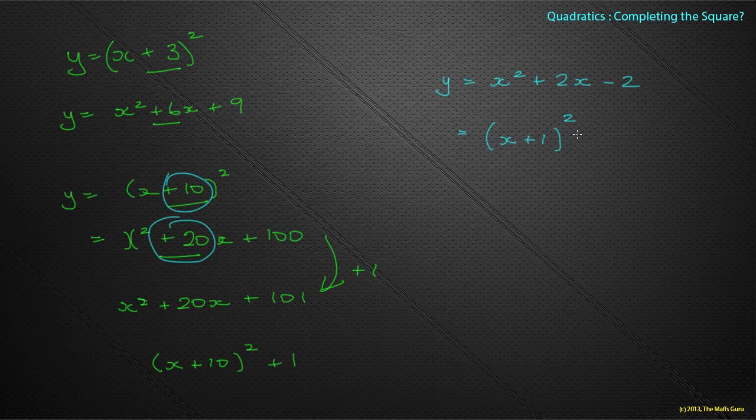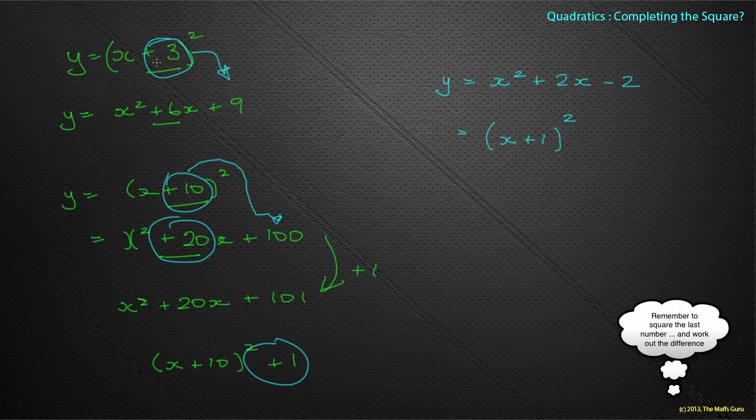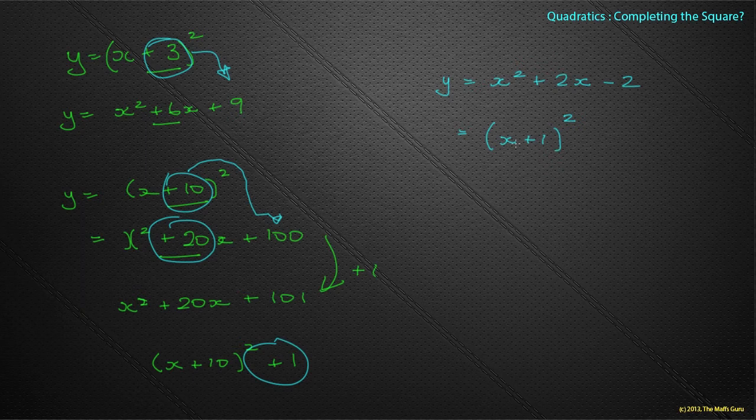So now the only complicated bit is, well, how do we find out this number that sits on the end here? Well, what do we notice about this plus 10 and this number here, this 100? What did I notice about the plus 3 and this number here, the plus 9? Well, it's the square. 3 squared is 9, 10 squared is 100. So what happens if we square this out? Well, 1 squared is 1.